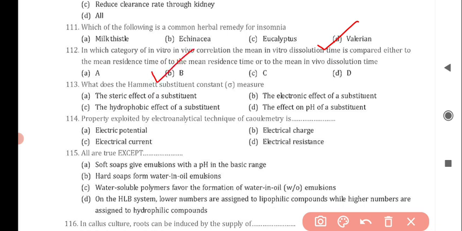Next question is, what does the Hammett substituent constant measure? And the correct answer is option B, that is the electronic effect of a substituent. Next question is, the property exploited by the electroanalytical technique of coulometry is, and the correct answer is option B, electrical charge. Next question is, all are true except, and the correct answer is option C, that is water soluble polymers favor the formation of water in oil emulsions.